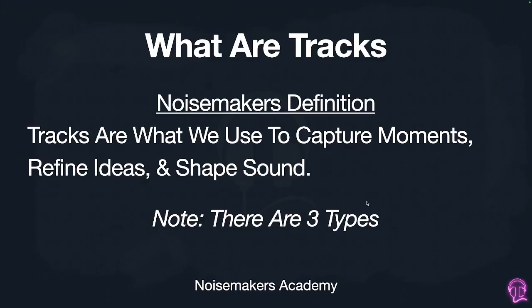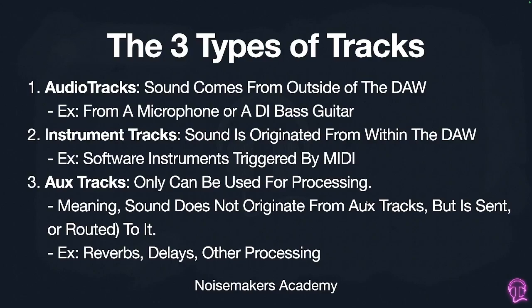So our Noisemakers definition is going to be tracks are what we use to capture the moments, refine ideas, and shape sound. And just as a note, there are going to be 3 of them. And the 3 types of tracks are audio tracks, instrument tracks, and aux tracks. Okay, so if we think of audio tracks, think of sound that comes outside of your DAW, meaning if it's going to be a microphone or a DI or anything like that. And if none of that made any sense, don't worry because we've got you covered.